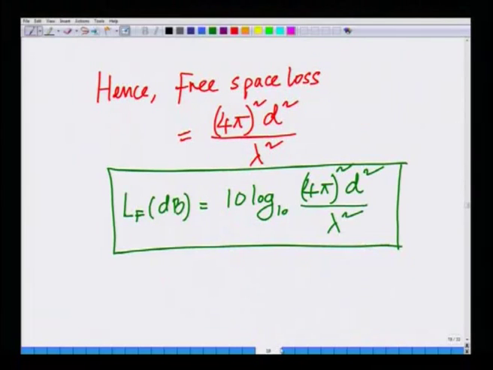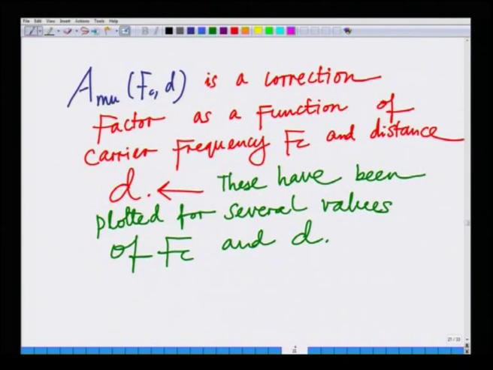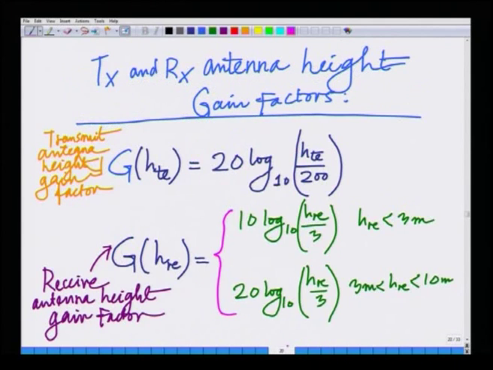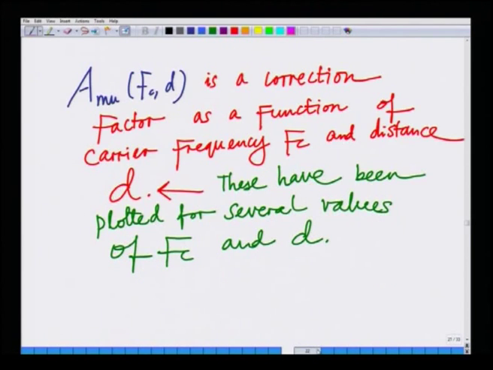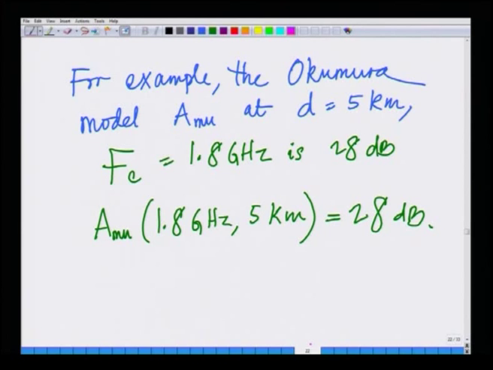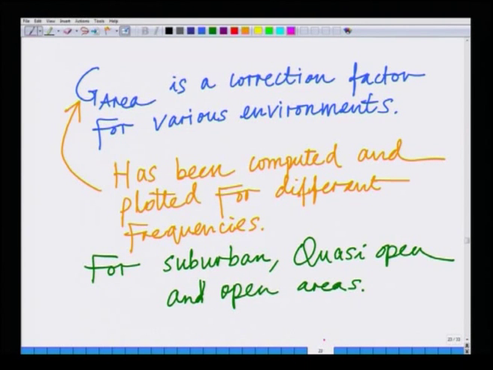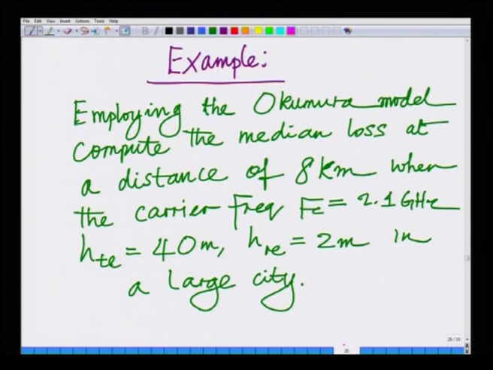All right. And we looked at the different expressions. We looked at the expressions for the free space path loss, the expressions for the transmit and receive antenna height gain factors, and then we also looked at the charts which give us this A mu correction factor, and then we also looked at this G area chart which gives us the G area factor, and then we started looking at a comprehensive example.